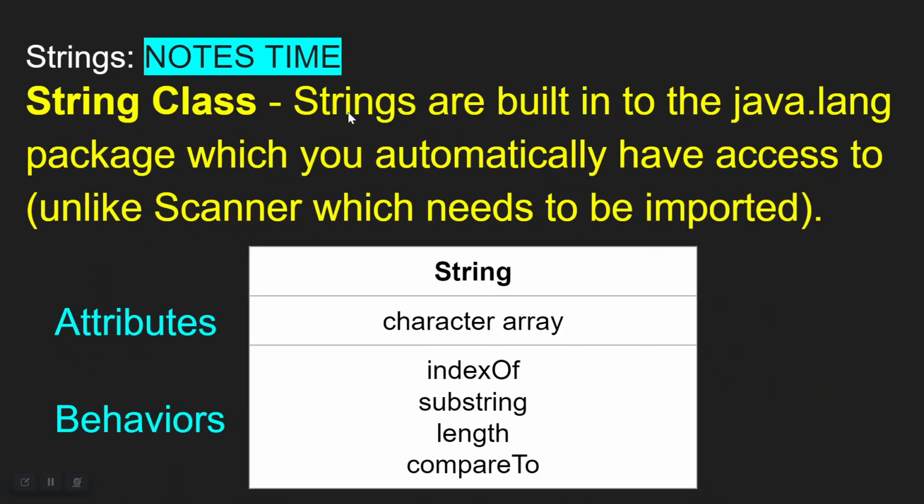So the string class is built into the java.lang package, which you automatically have access to, and it has certain attributes. It has the instance variable, a character array. So every string is treated as an array of characters. And it has behaviors. It has methods that we can call: indexOf, substring, length, compareTo. We're going to get into all of these in the next lesson.